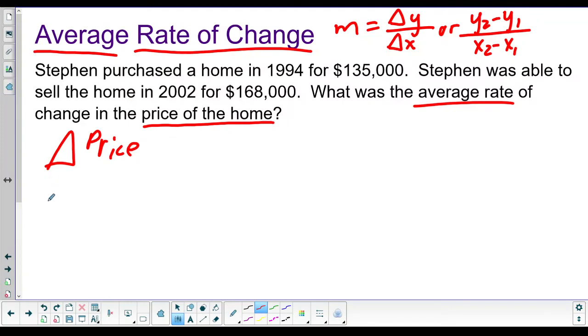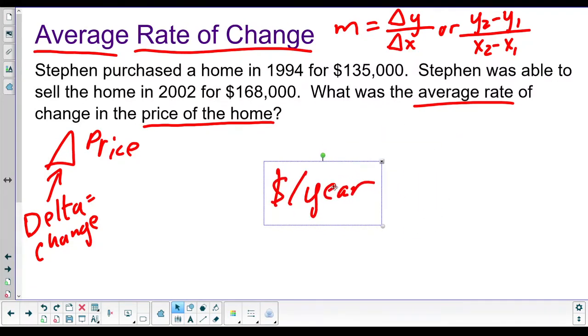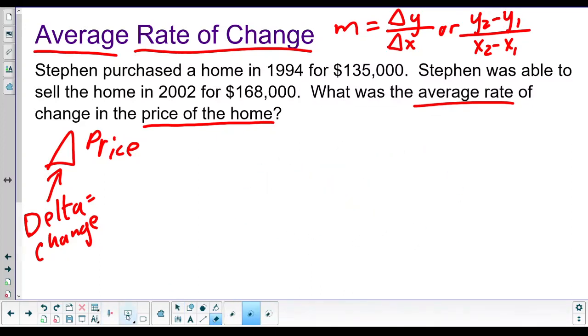This triangle is the Greek letter delta. It's the math symbol for change. Okay, so we want to know what's the change in price of the home, and we want to know that as dollars per year. Every year, about how much money did Stephen earn by owning a home? It doesn't seem like a lot of work to earn that, but you know, we won't judge.